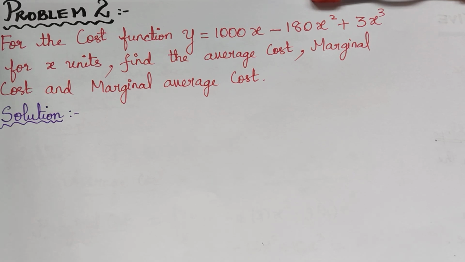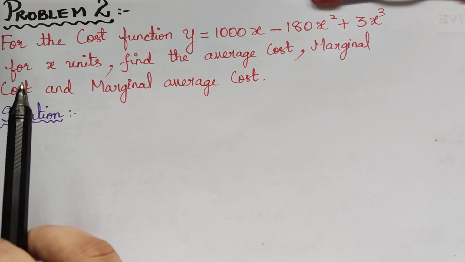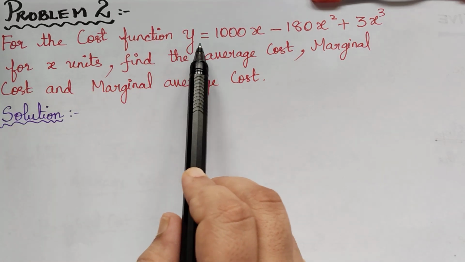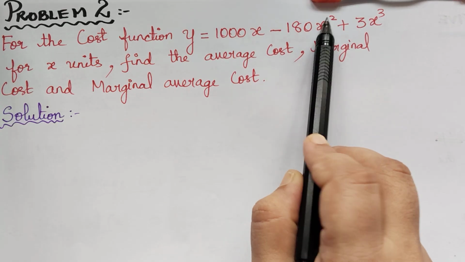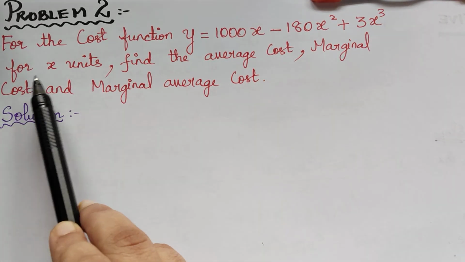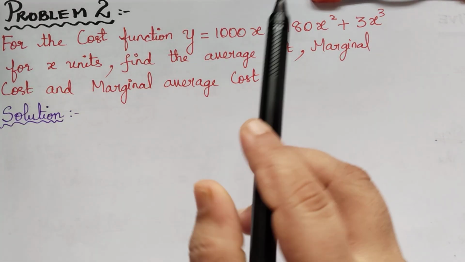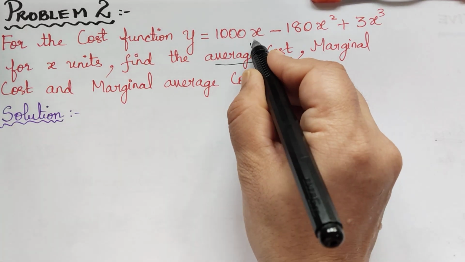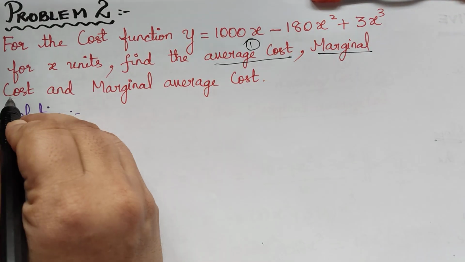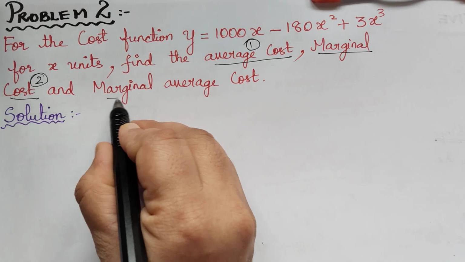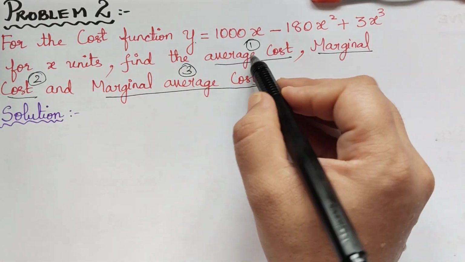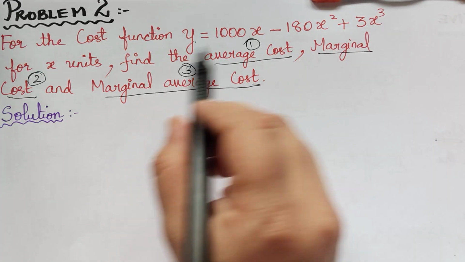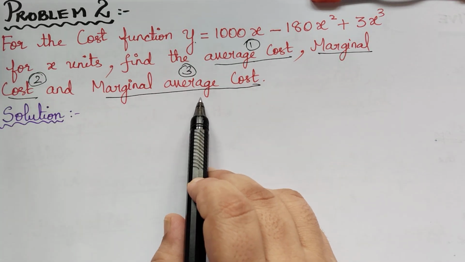Dear students, under the topic applications of derivatives, here we have problem 2. For the cost function given as y equal to 1000x minus 180x square plus 3x cube for x units, find the average cost and then the marginal cost and the marginal average cost. So given this cost function, we have to find the average cost, marginal cost and marginal average cost.